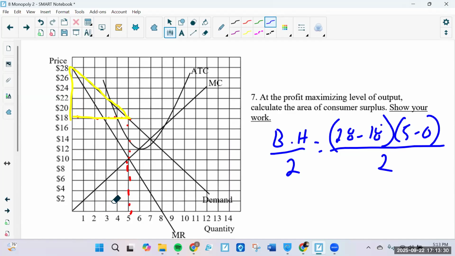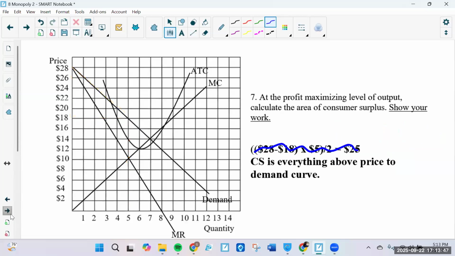I think the powers that be would say, look, man, it's a quantity of 5. They've already told us the quantity is 5. They know the quantity is 5. So they would probably give it to you. But just to be safe, always give the full 4 numbers that go with the triangle. And of course, you divide by 2. And the answer, therefore, would be $25.